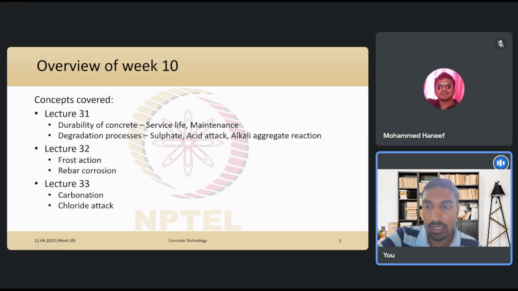And then in the final lecture of week 10, we looked at carbonation, which is the dissolution of carbon dioxide from the atmosphere into the concrete system, and how that also affects your reinforcements. And finally, we looked at chloride attack. Okay, so that's what was covered in week 10. Now we will look at some problems related to these.